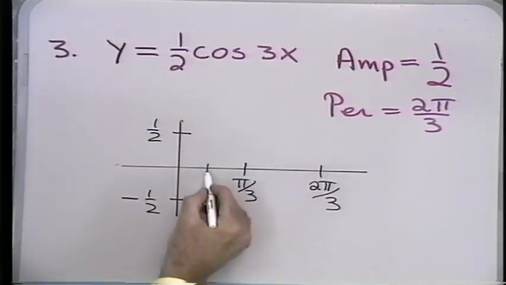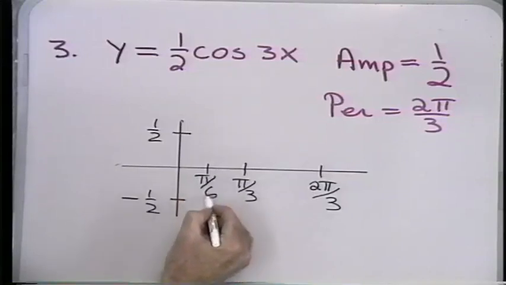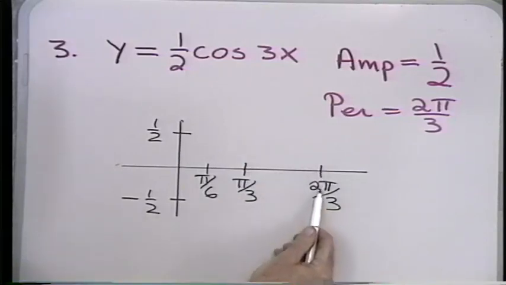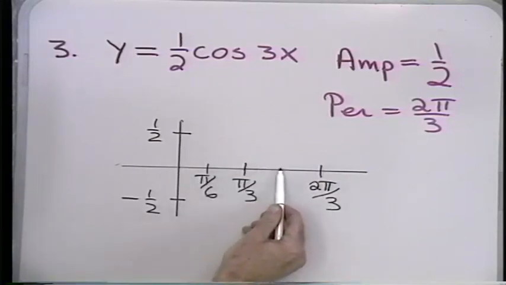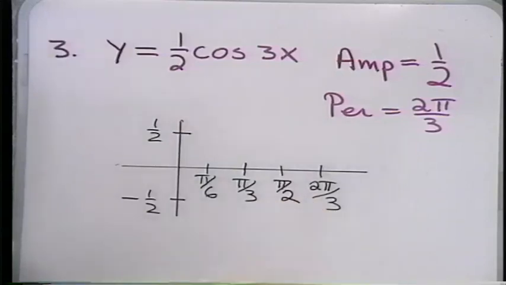And then halfway between here and here, between 0 and pi over 3, will be pi over 6. So what I have is 1 pi over 6, 2 pi over 6, this will be 3 pi over 6, and then 4 pi over 6, which reduces down to 2 pi over 3. So 1, 2, 3 pi over 6 will be reduced down to pi over 2.